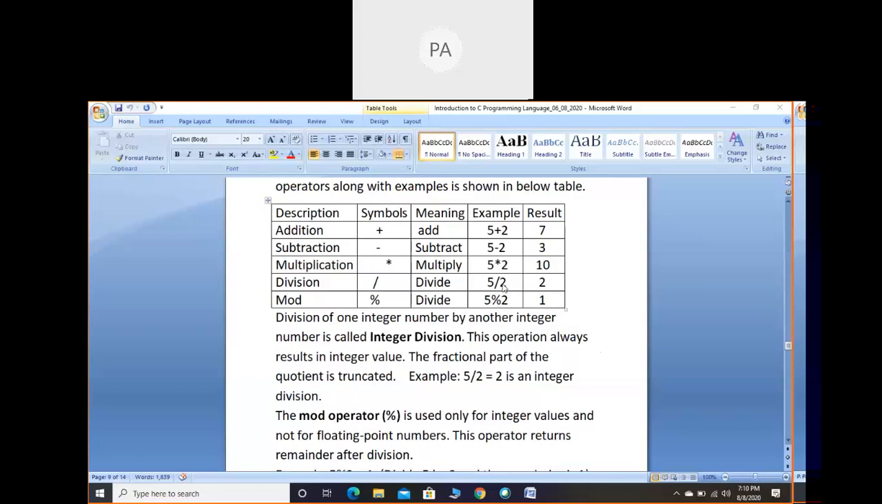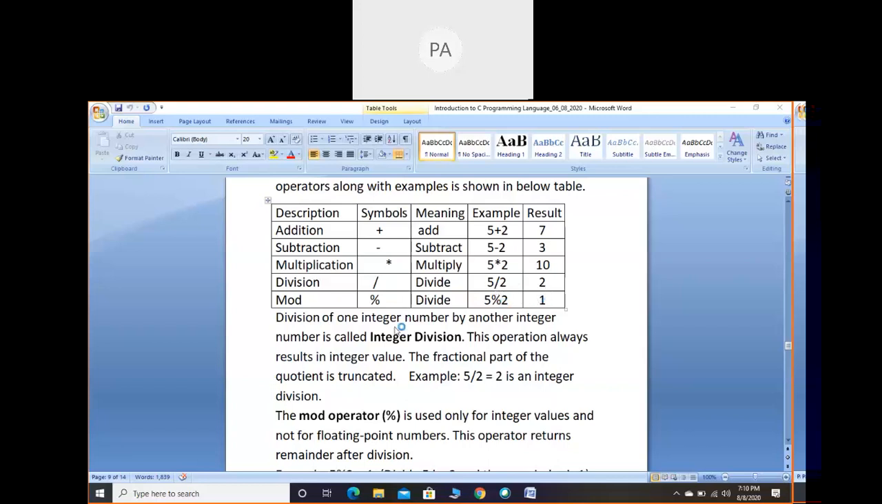And you should not divide further. That is, you should not say 2.4, 2.5. In mathematics it is correct, but in a programming language, if the numerator and denominator are integers, you have to stop at the integer part of the answer only. Don't divide it further, and the remaining thing is the remainder. So 5 divided by 2: 2 into 2 is 4, so 2 is the quotient. 2 into 2 is 4, remainder is 1. That will be the answer for the percent symbol.